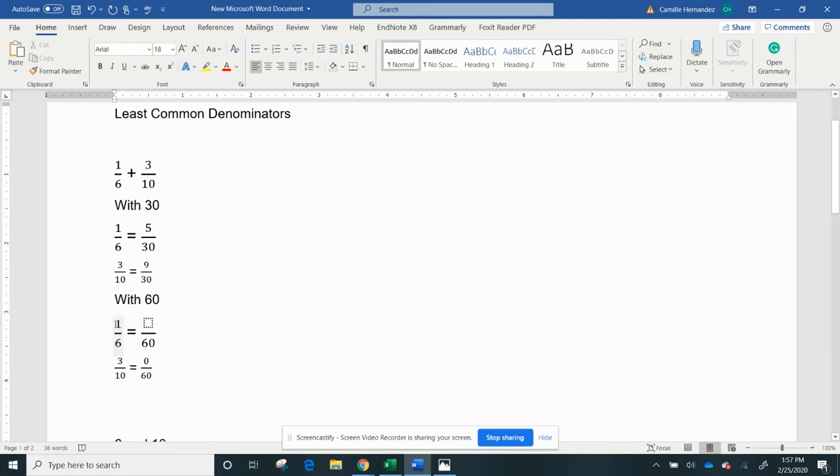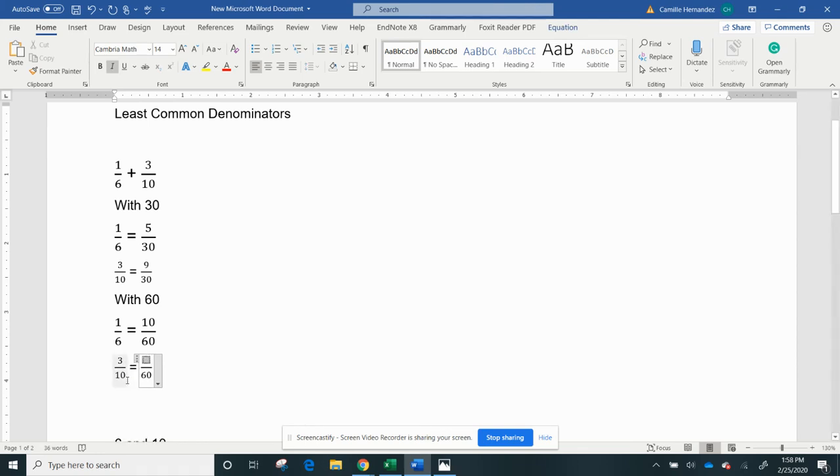All right, I have 1/6, and I want to scale it up to blank over 60. So 60 divided by 6, if you put that in your calculator, gives you 10. So 10 times 1 is 10. Okay, all right, so now I need to do the bottom one.